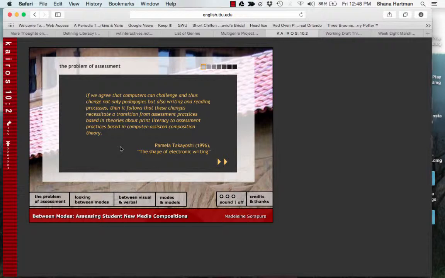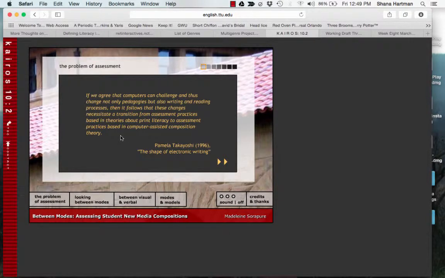If we agree that computers can challenge and change not only pedagogies but also writing and reading processes, then it follows that these changes necessitate a transition from assessment practices based in theories about print literacy to assessment practices based in computer-assisted composition theory. And so what that means is it may not make sense to do complete matching of here's what I would expect if a student were writing a traditional black words on the white page essay, and so I need to look for those same things in a piece like the one we're looking at now. That doesn't exactly make sense.